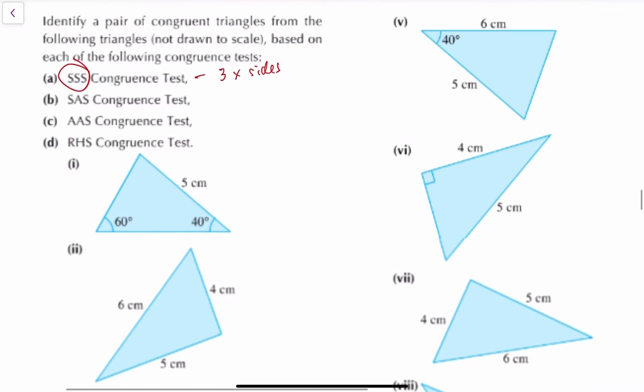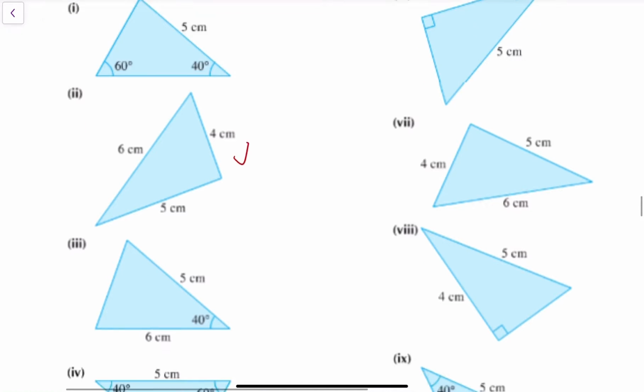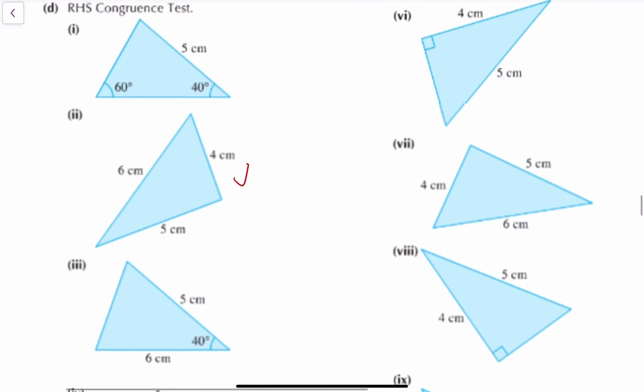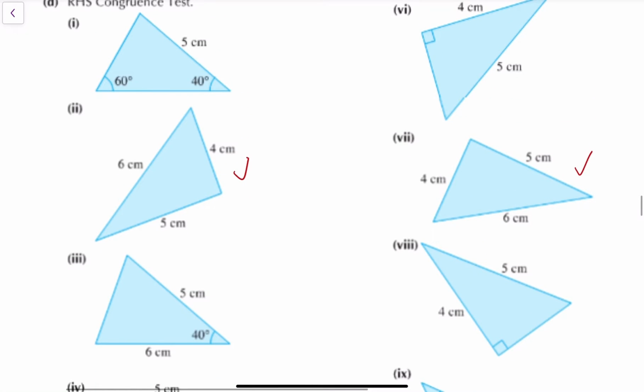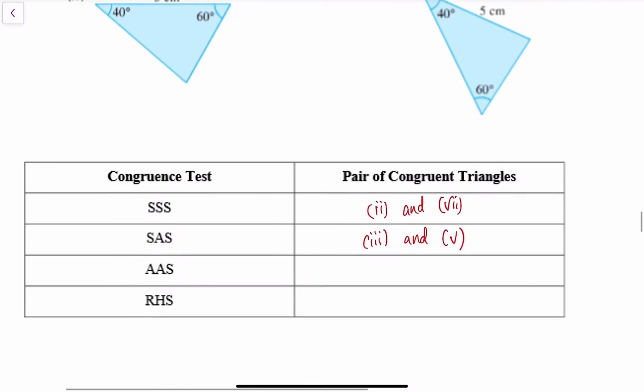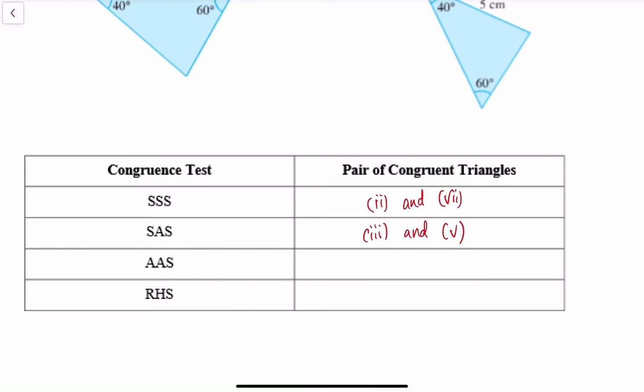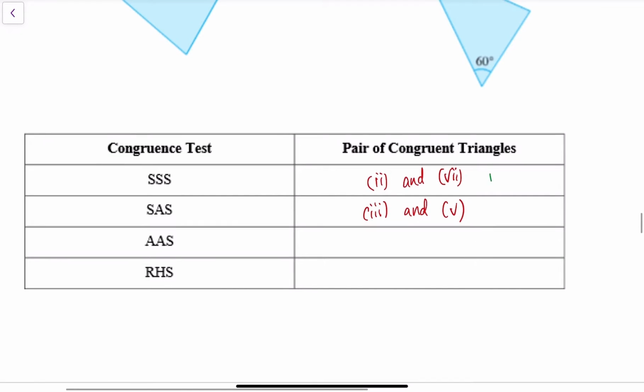It's actually the simplest because you just need to look for the diagram with 3 sides, or the length given to you. So it's triangle number 2 and the triangle number 6 right here given to you. Okay, so the first one is easy.